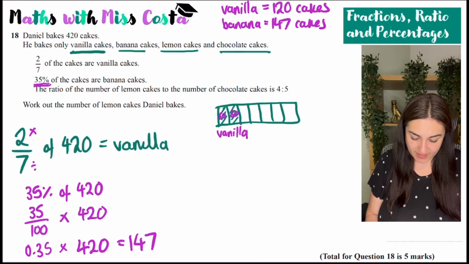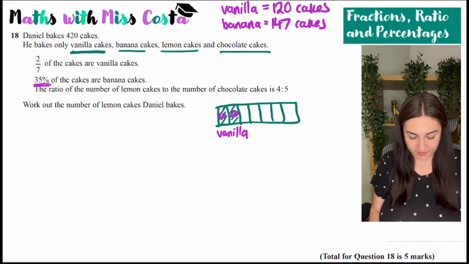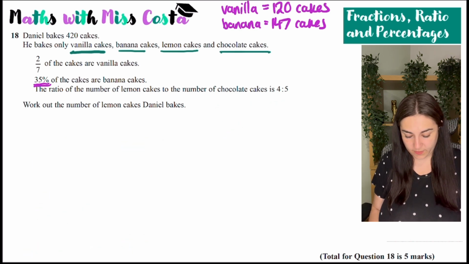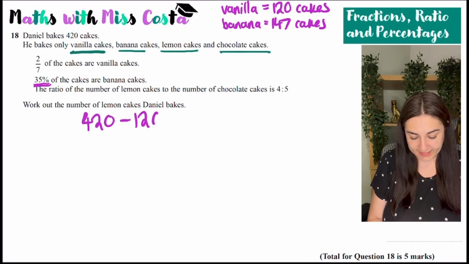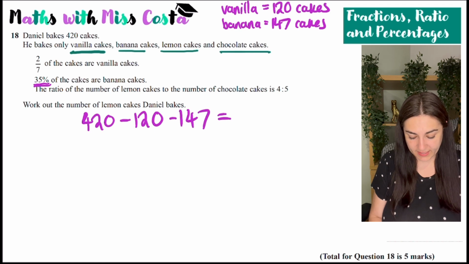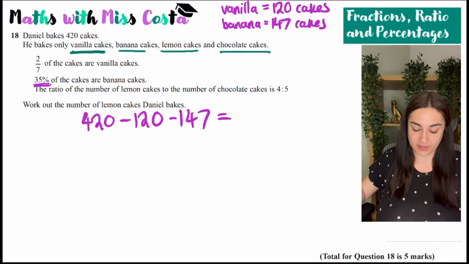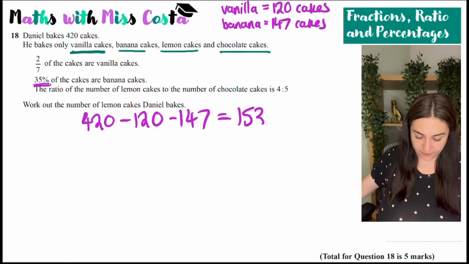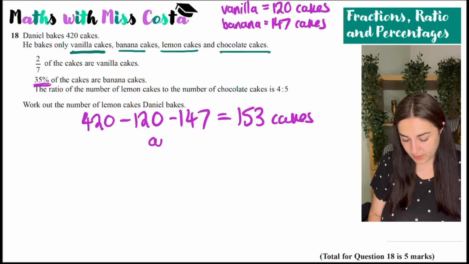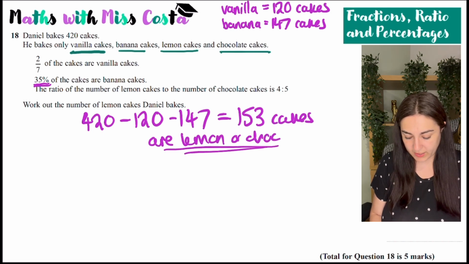The ratio of the lemon cakes to the number of chocolate cakes is 4:5. Okay, so now we need to figure out if there's 420 cakes in total and 120 are vanilla and 147 are banana, I can subtract them to figure out how many must be left over. So 420, take 120, take 147 is 153 cakes. So 153 cakes are lemon or chocolate.